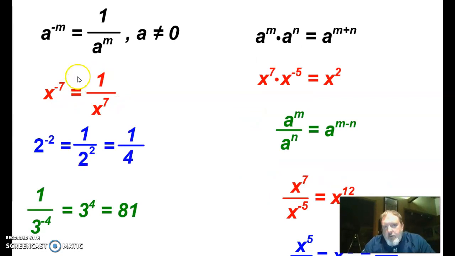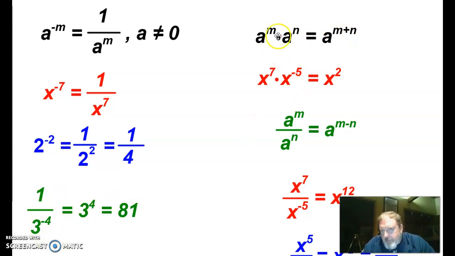All right, negative exponents. You cannot have a negative exponent in your final answer. And so really the property of that is you take the reciprocal. You go 1 over this number. And key point here, a can't be 0 because we can't divide by 0. So x to the negative 7th is really 1 over x to the 7th. 2 to the negative 2nd is 1 over 2 squared. 2 squared we can simplify, so 1/4. If you have a negative in the denominator, then you go ahead and move it up to the numerator. So this really becomes 3 to the 4th, or 81.